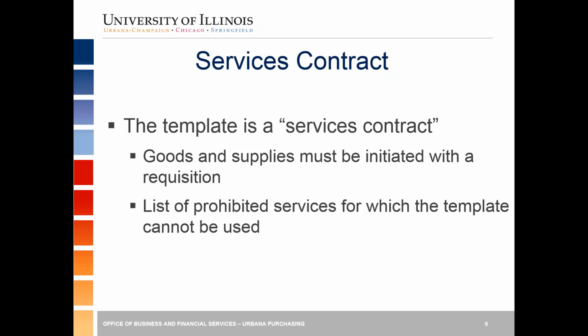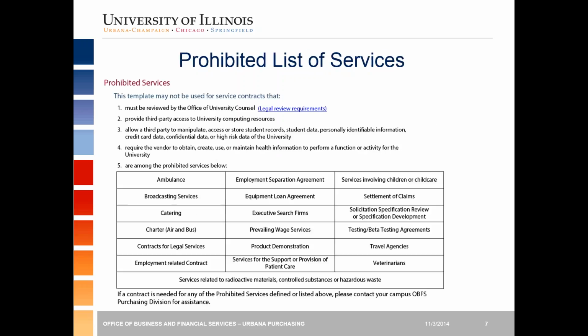The CFS under $10,000 template is a services contract and should not be used to purchase goods or supplies. The template instructions also contain a list of services that are specifically prohibited for use on this template. On the screen is the full list of services that are prohibited for use on the CFS under $10,000 template. For example, services for the support or provision of patient care are prohibited on this template. The CFS under $10,000 template should not be used to contract for physicians. Units should contact purchasing if they're ever unsure about whether a service is prohibited.